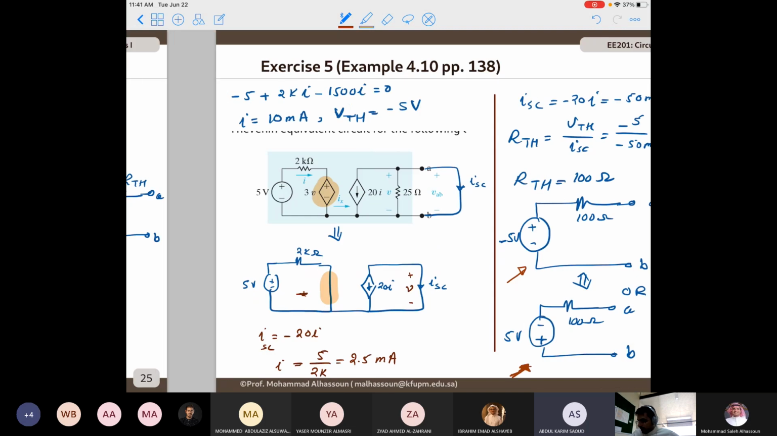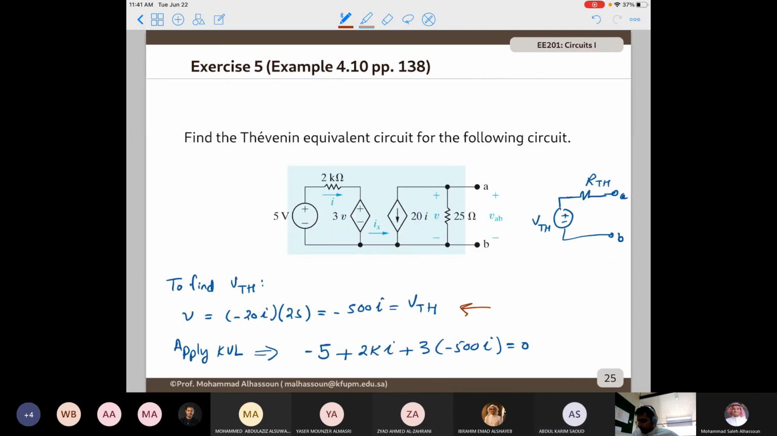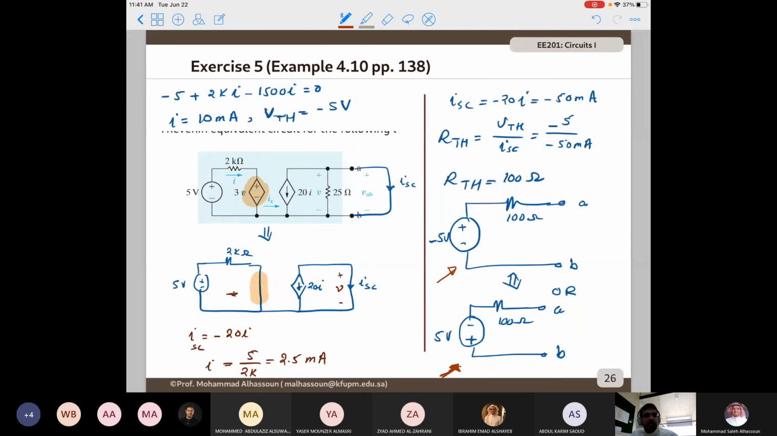So this is the Thevenin equivalent circuit. V Thevenin, R Thevenin. We found V Thevenin to be minus 5 volt, and we just draw it here. Okay, oh, I just calculated it wrong. Okay, thank you.